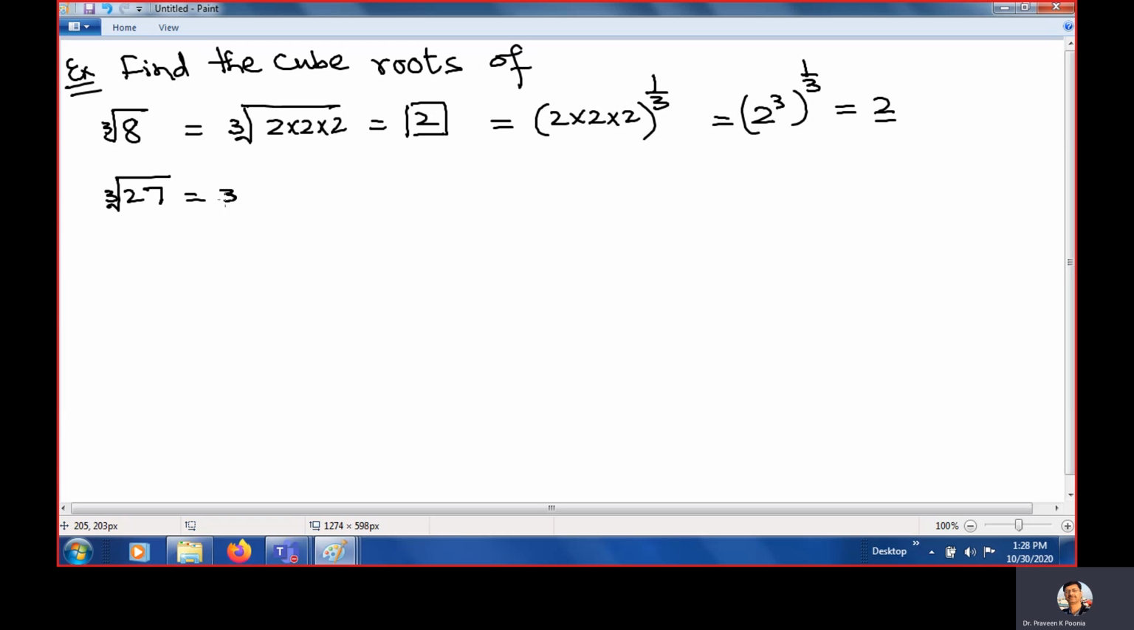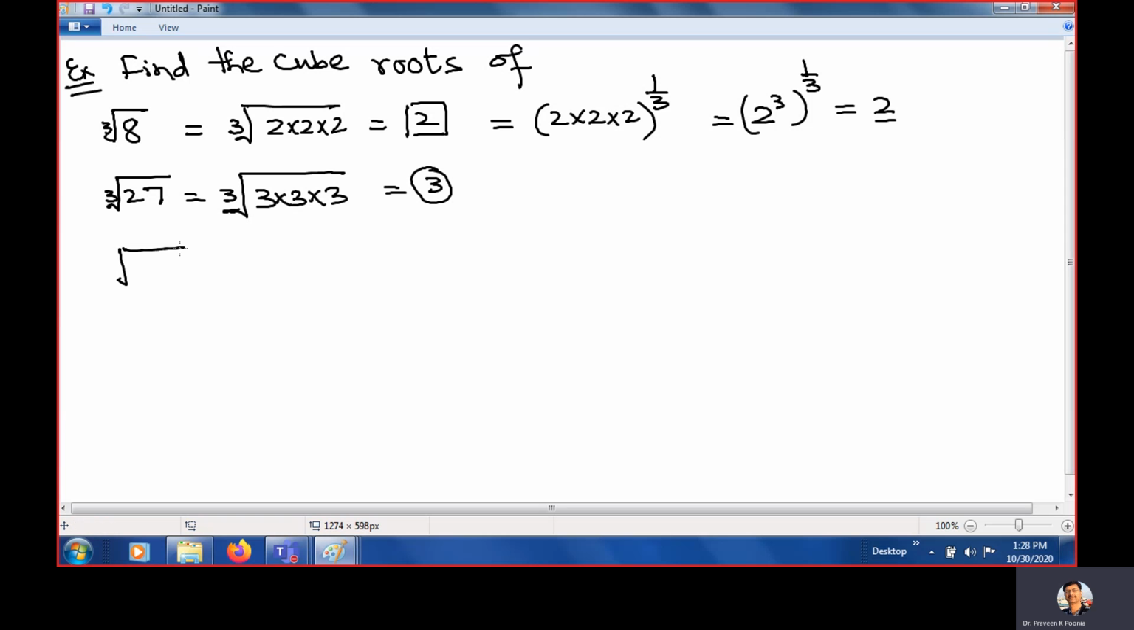Let us take the cube root of 27. How can 27 be written as a product of 3 equal numbers? 3 times 3 times 3. 3 times 3 is 9, 9 times 3 is 27. So how much is the answer? Only 3. 1 will come out if 3 is written here.